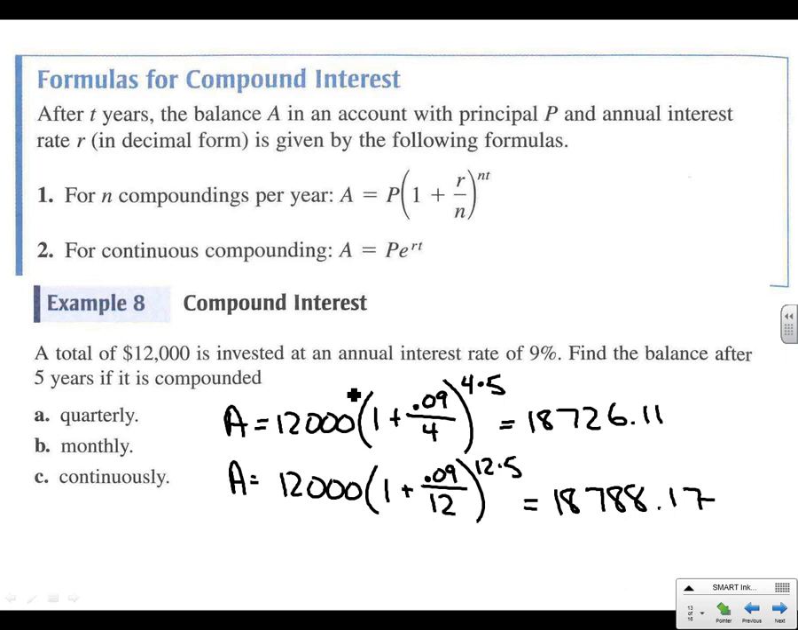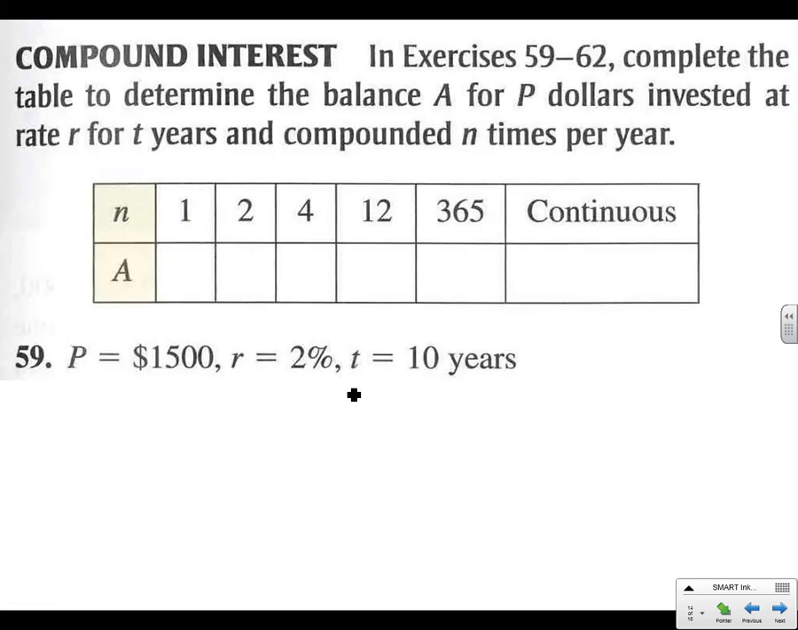And then lastly, we can use our continuous compounding formula. A equals 12,000, and then e to the 0.09 times 5. Do the order of operations correctly, and you'll get $18,819.75. So again, an increase, but not a crazy increase. All right, so see if you can do a compounding problem on your own. 59 is our problem. Pause this, press play when you're ready.